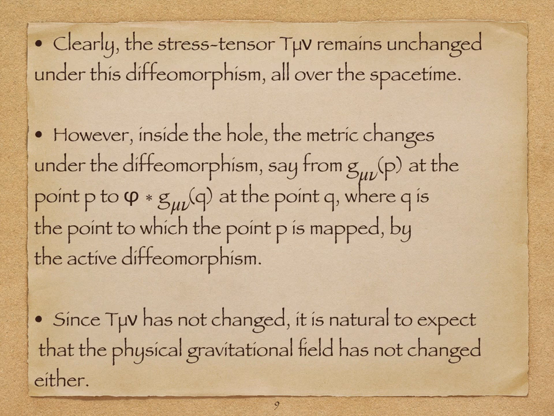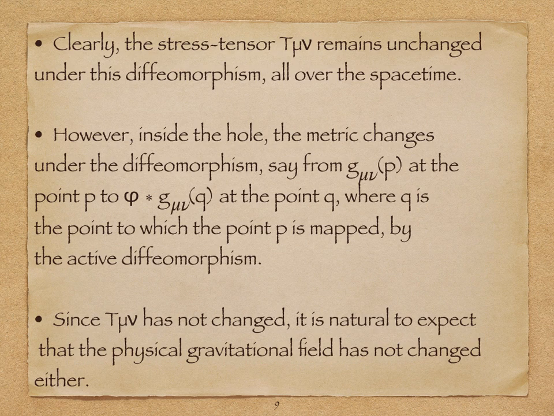However, inside the hole, the metric changes under the diffeomorphism. Say from G mu nu at the point P to phi star G mu nu at the point Q, where Q is the point to which the point P is mapped by this active diffeomorphism. So what does this mean? The metric inside the hole is going to change even though T mu nu doesn't change because it's always 0. The metric G mu nu of P is mapped to the metric G mu nu at Q with phi star acting on it.